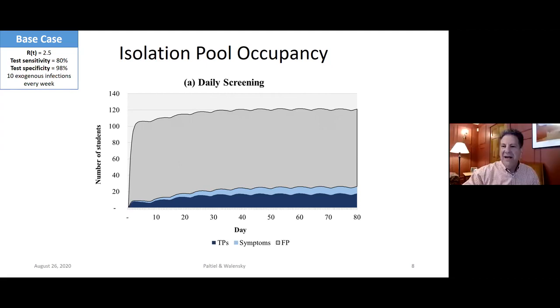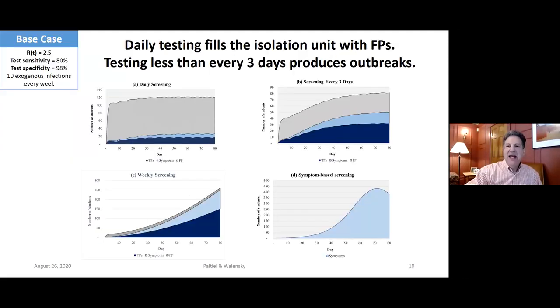I'm going to skip the next slide and come back to it in a second, but here's that same graph again. I just showed you for daily screening, but now let's look at it in the event where we're screening every 3 days or once a week, or maybe we're not screening at all. Maybe we're doing what many universities around the country are doing, which is simply waiting for symptoms to emerge before ushering students into the isolation pool.